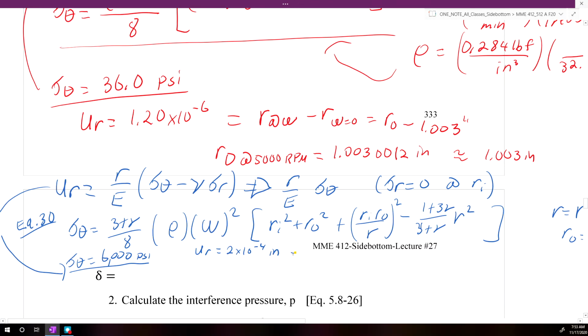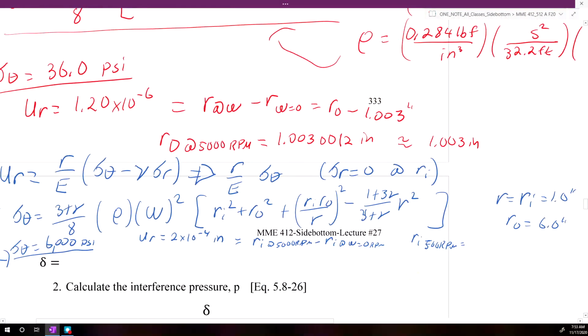Alright, and then we know that u of r is equal to the inner radius of our disk at 5,000 RPM minus the inner radius at 0 RPM. So our inner radius at 5,000 RPM is going to be equal to 1.00 inches plus our change in radius, 2 times 10 to the minus 4th, which is going to be equal to 1.0002 inches.